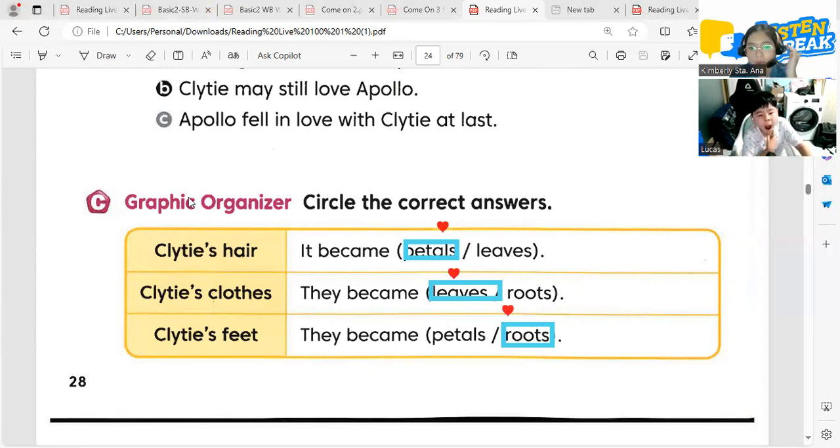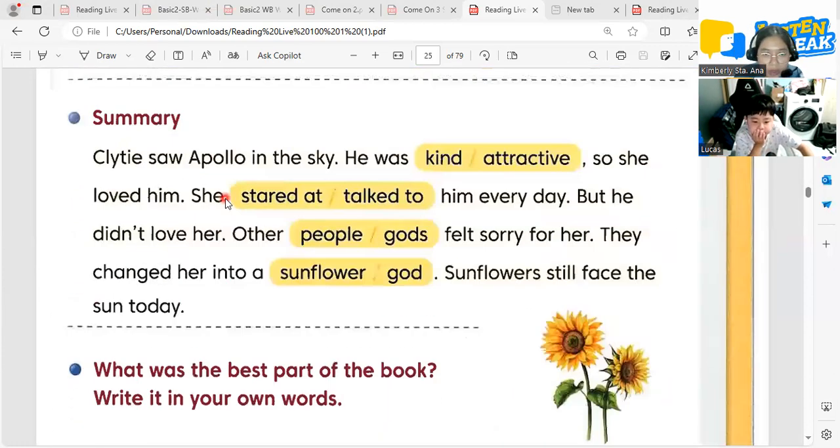Now, Lucas, I want you to look here. You need to circle the correct words to complete the summary of the story. As the sickle sent Apollo into the sky, he was attractive. Again, one more time. He was attractive.